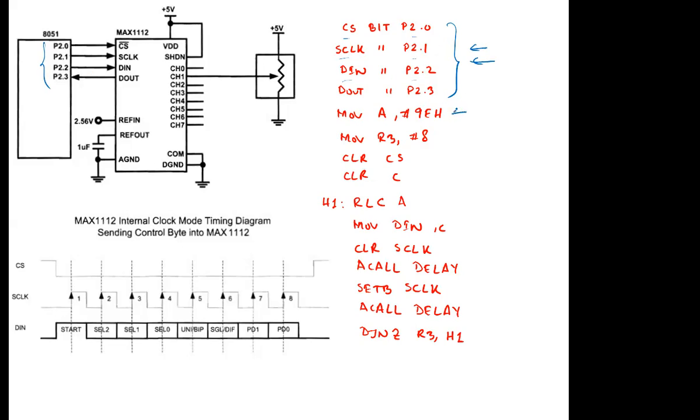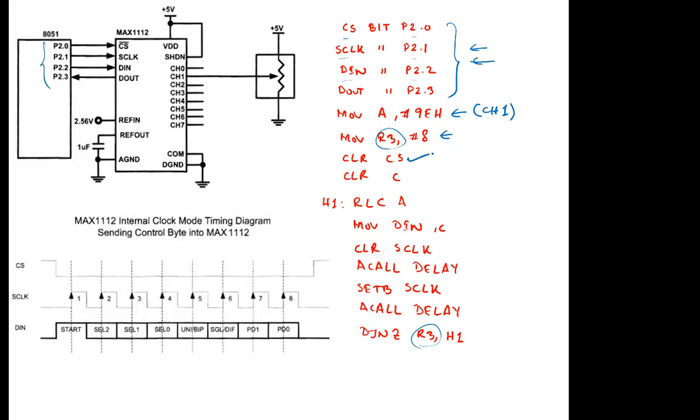Now we move the value 9E, as we have seen previously, that this will select channel 1. We have already seen this one. It will select channel 1 and it will be unipolar and all these things. It will use the internal clock pulse. The output will be in binary mode, all these things based on this value. Then we move 8 over here, because we know that the control byte contains 8 bits. So this one is actually your loop control variable, as you can see from here. So that's why the value is 8.